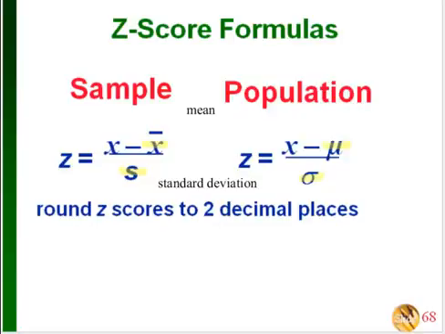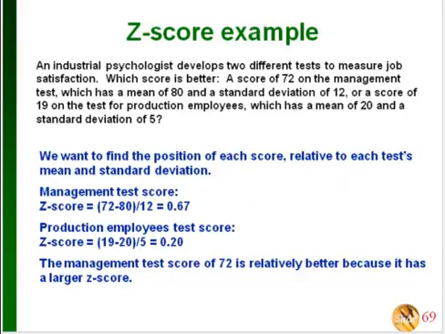So here's an example for z-scores. In this one, we're actually comparing 2 test results. And the tests were different. They had different means, different standard deviations, and we want to know which score was actually better. So what we're going to do is compare the z-scores to tell us which one had a better relative position.